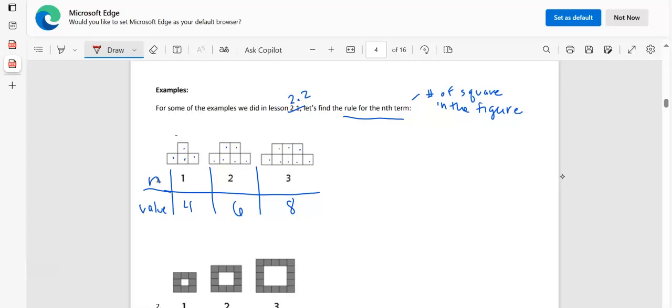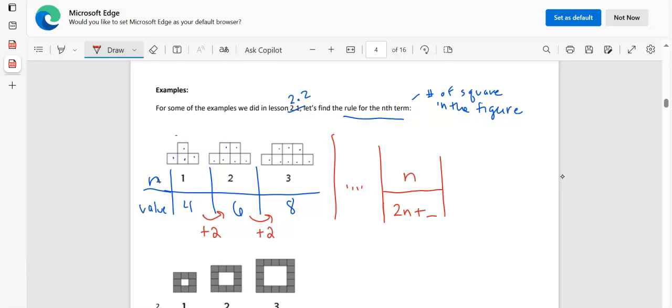Let's see if we can find a constant difference. To go from 4 to 6, I add 2. To go from 6 to 8, I add 2. And so it looks like our constant difference is 2. And so for our nth term, the rule is going to be 2 times n plus something. So now again, we need to get that plus something.